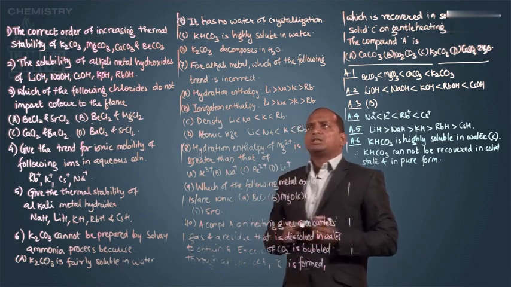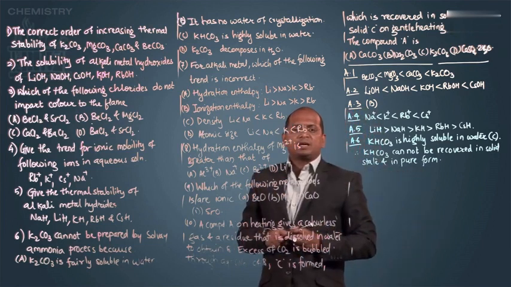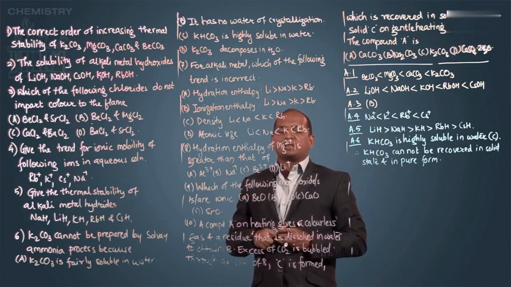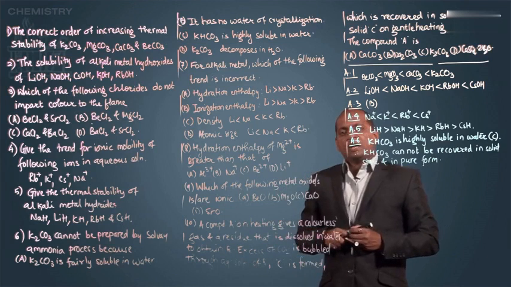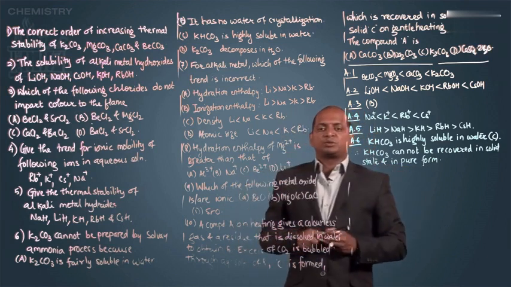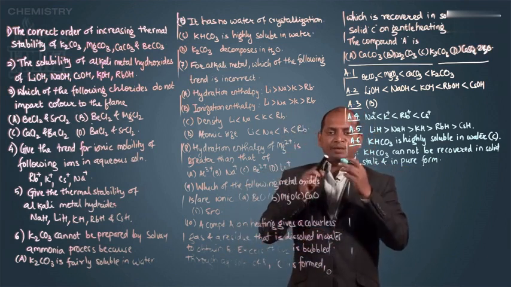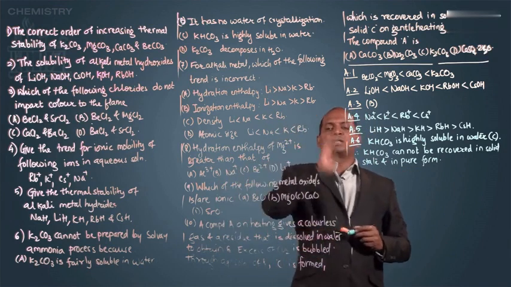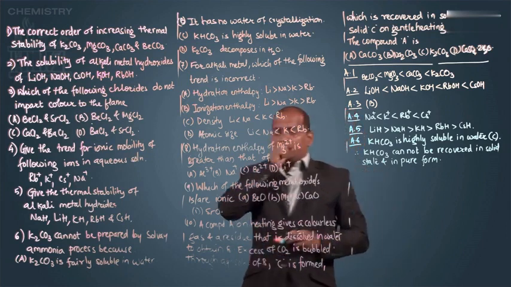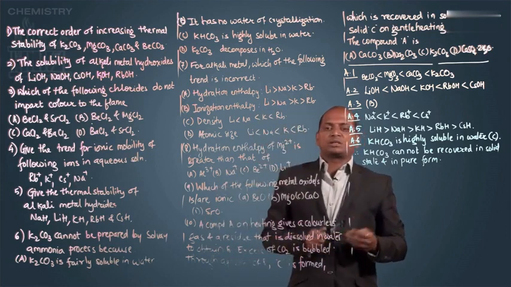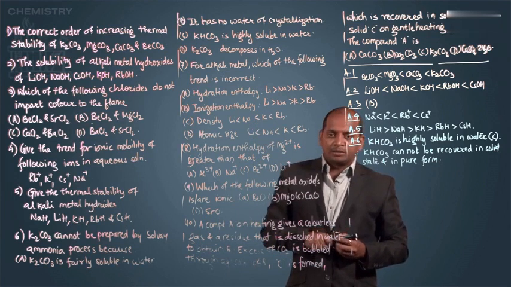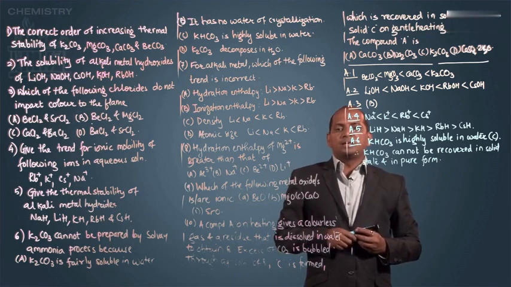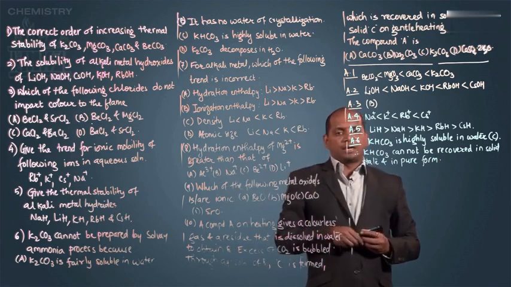For alkali metals, which of the following trends is incorrect? So these are some trends given to you. Hydration enthalpy: we know that hydration enthalpy is inversely proportional to atomic size. So as we move down the group, hydration enthalpy goes on decreasing. So this is a correct trend. Ionization enthalpy is also inversely proportional to atomic size. So again, as we move down the group, ionization enthalpy goes on decreasing. So this trend is also correct.